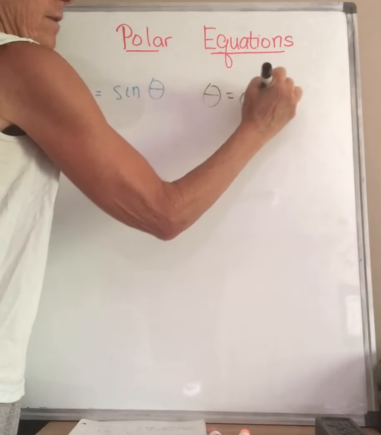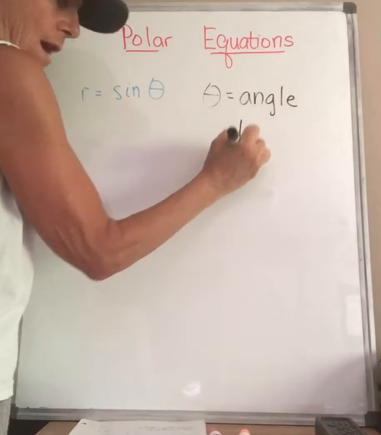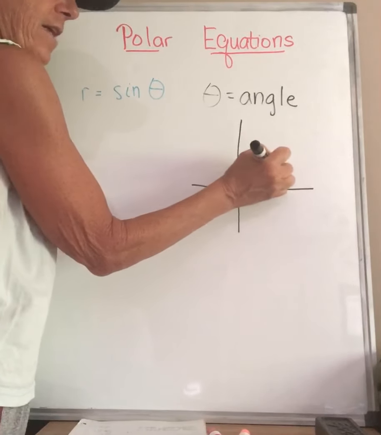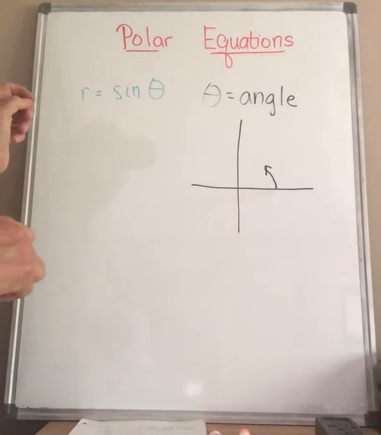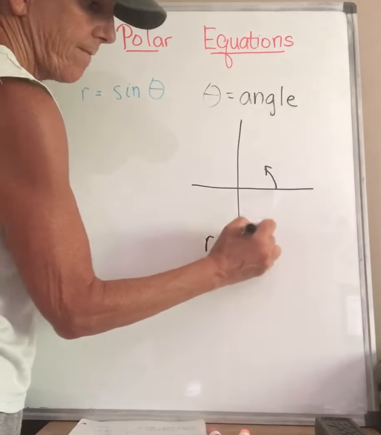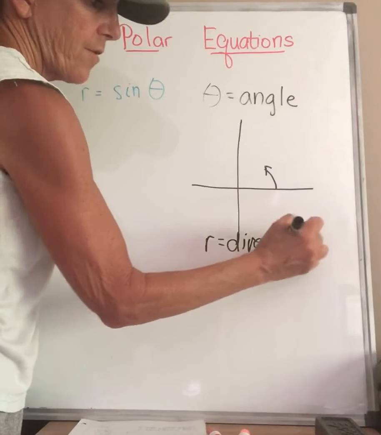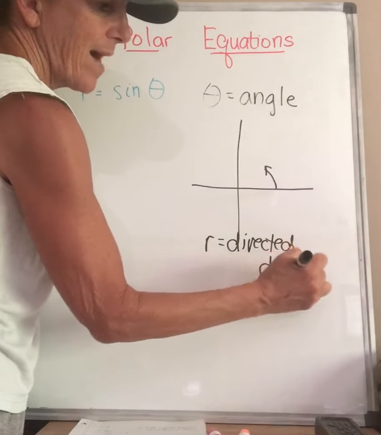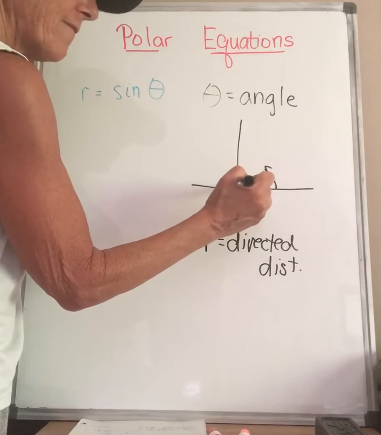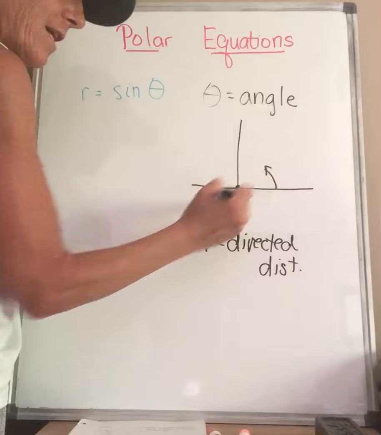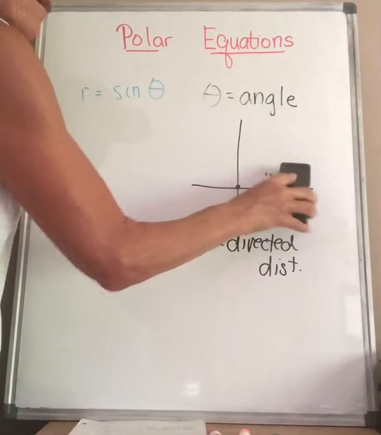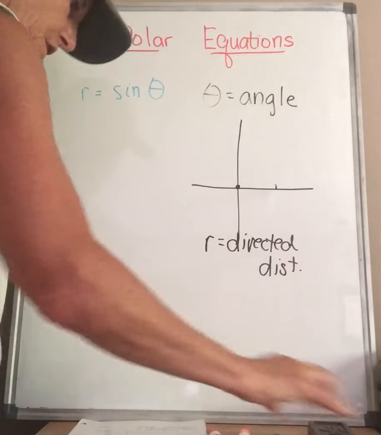We go counterclockwise from the positive x-axis, so theta is your angle that way, and r is called the directed distance. Directed distance, because it can be positive or it can be negative. It's from the pole, and if it's positive, it goes towards your angle, and if it's negative, it goes away from your angle. So let me give you an example of how to graph this.